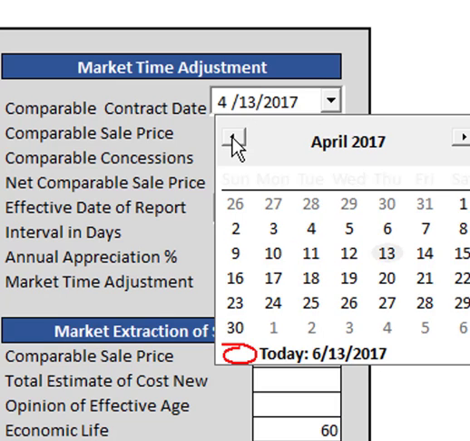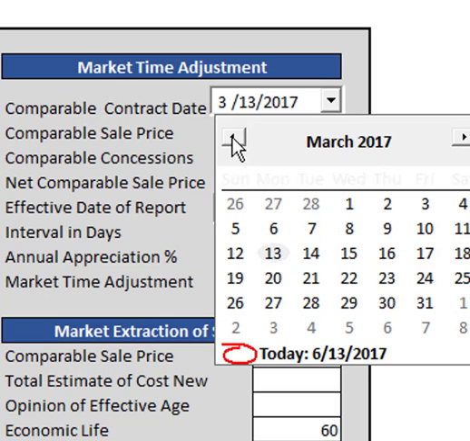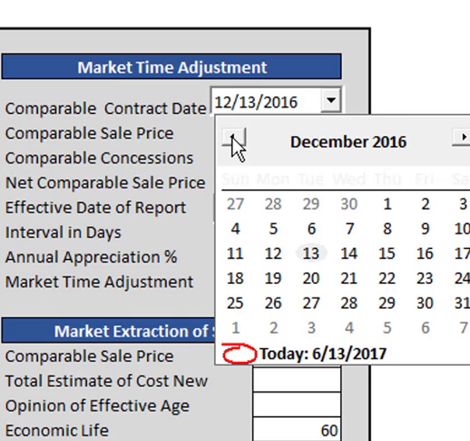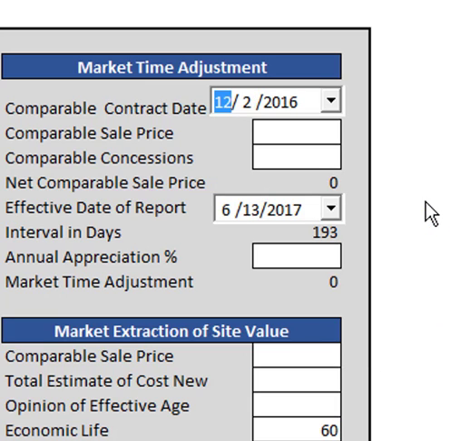Now in the market time adjustment calculator, the drop-down feature allows us to go back in time to when the comparable that's in our report actually went on pending. In other words, it was under contract. Let's say it was December 2nd. It ultimately sold for $250,000. There were $7,500 in seller concessions.